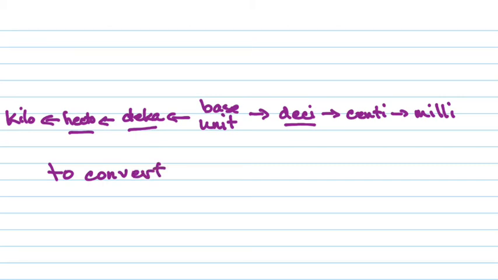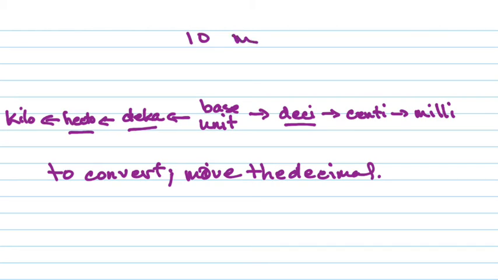To convert, you're simply going to move the decimal. All right? So let's say that I have 10 meters. And I want to change that into some number of millimeters. Now I know that because milli is 1,000, so I could multiply by 1,000 to find it. But watch this. Meters would be here. That's our base unit, yes?